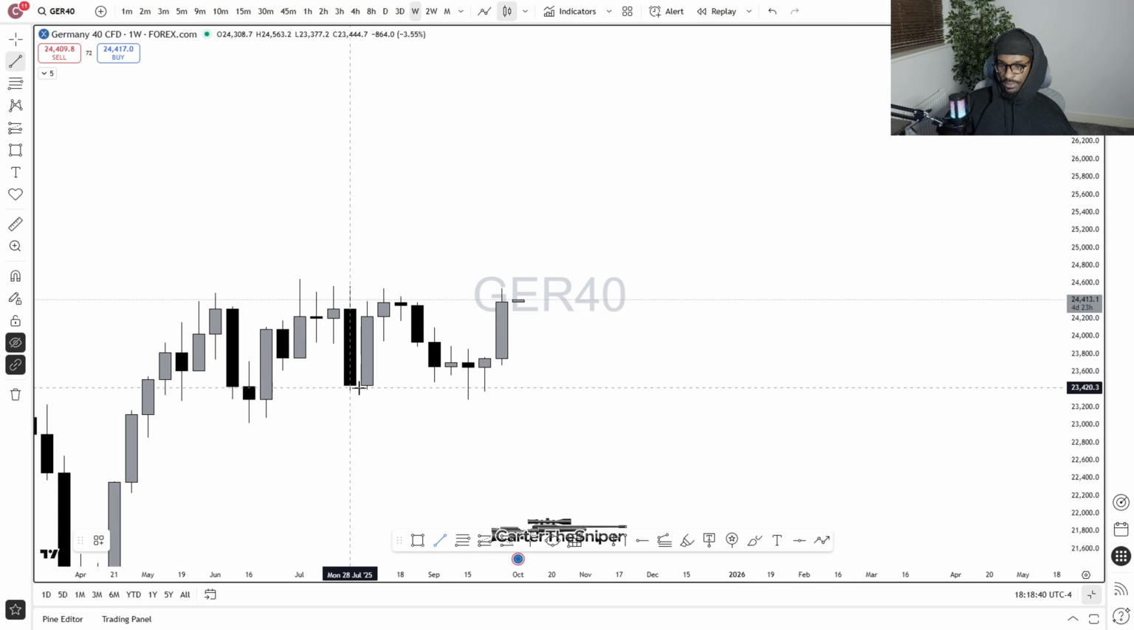We came and took this out. Still failed to go there. We came further, met the last supply. So at this point, if this doesn't break this, what do you think is going to happen? Most likely going to come take this out, this point out, and go further.